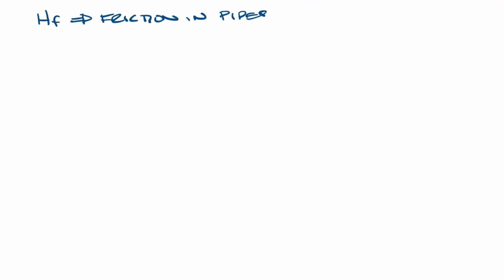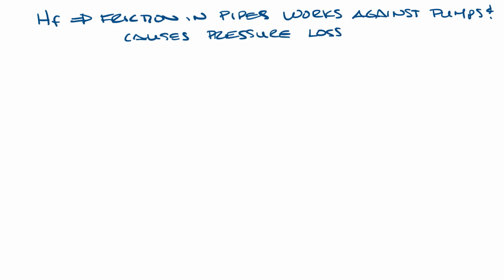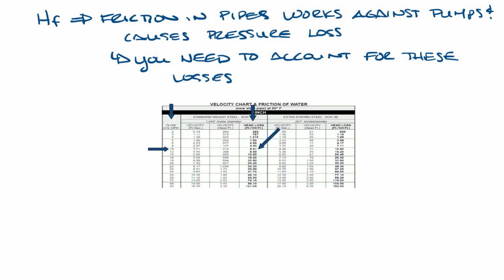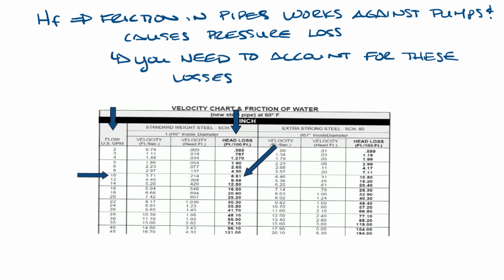Friction in the pipes is going to work against the pump and will cause pressure losses. It's very similar to when I talk about duct work and the loss due to elbows and T's and such. To make sure your pump can pump the water where you need it to go, you need to take into account the losses in the piping. So there are tables that show you the head loss for different types of pipes at different flows.